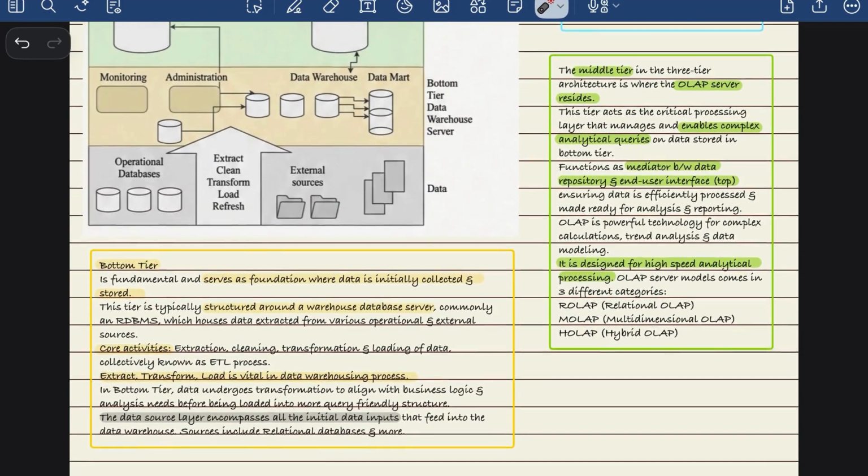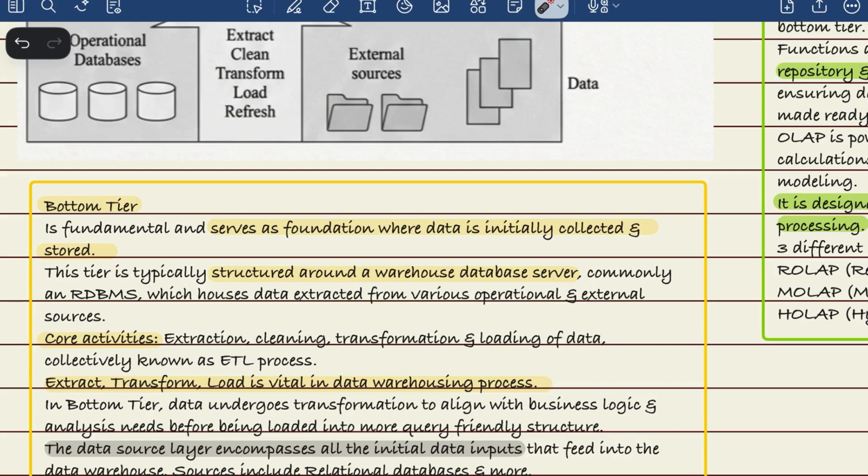So let's talk about the bottom tier. It is the fundamental. If our roots are not strong, then the floors would obviously not be strong, right? So it serves as a foundation where data is initially collected and stored. You see, first we have data from operational databases, external sources, internal sources. Wherever we find the data, the most fundamental thing is the data in the bottom tier.